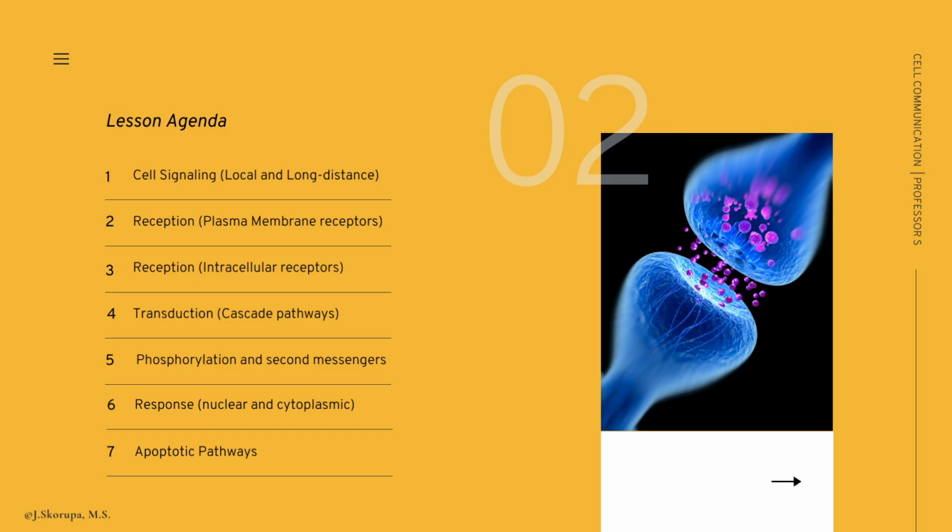In this video, we are covering topics 4 through 7. Topics 1 through 3 were discussed in part 1 of this lecture. We'll begin with transduction, cover cascade pathways, phosphorylation, and second messengers, then move forward to the cell responses, both nuclear and cytoplasmic, including apoptosis. Peep down in the description box for timestamps if you wish to skip ahead to a particular topic.